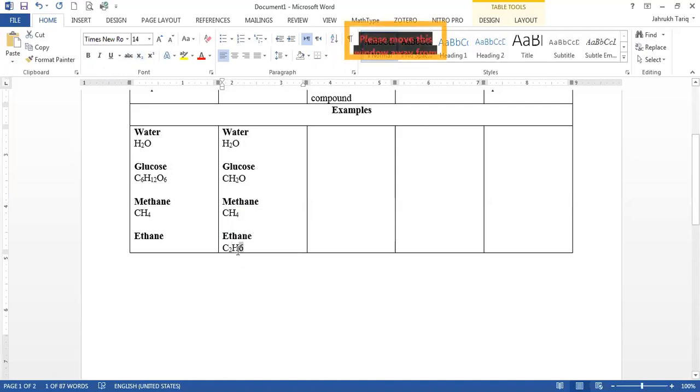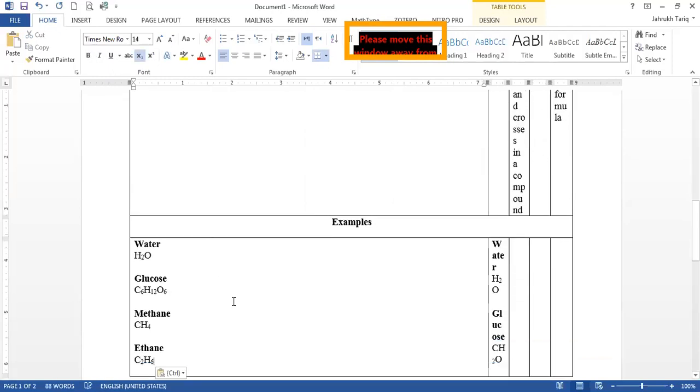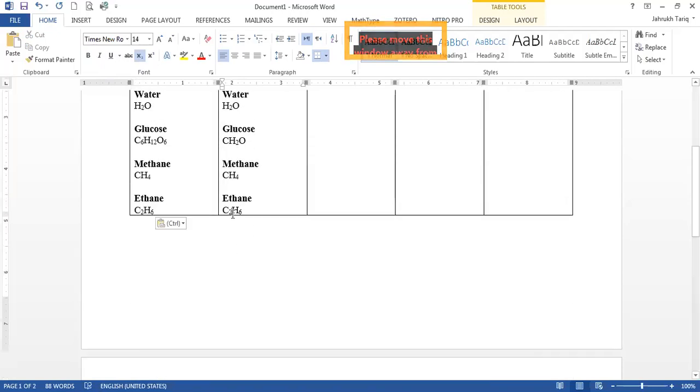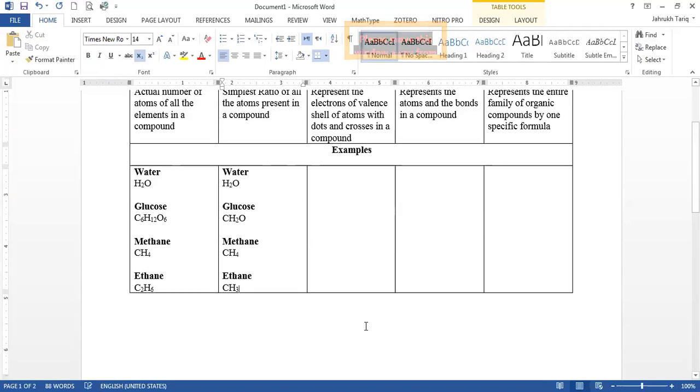So is that correct for the empirical formula? No, sir. So what would that be? Any girl, not a boy. CH3. CH3, very good. Who was that? Zoha. Good work, Zoha.